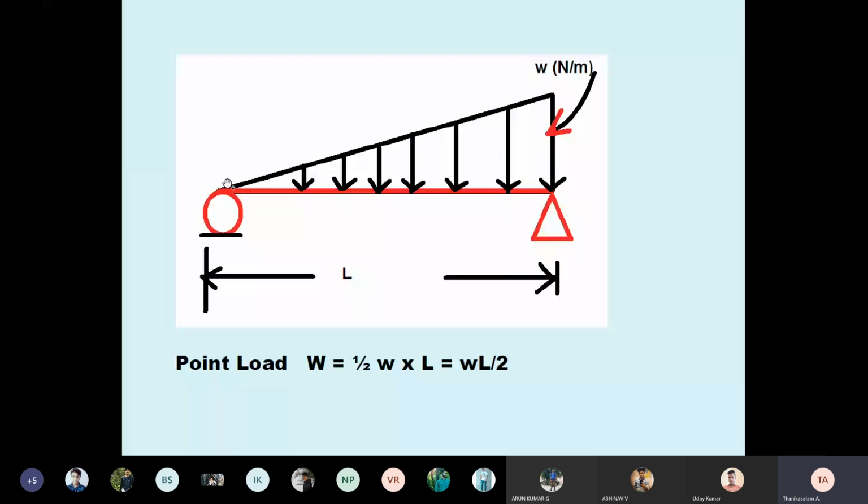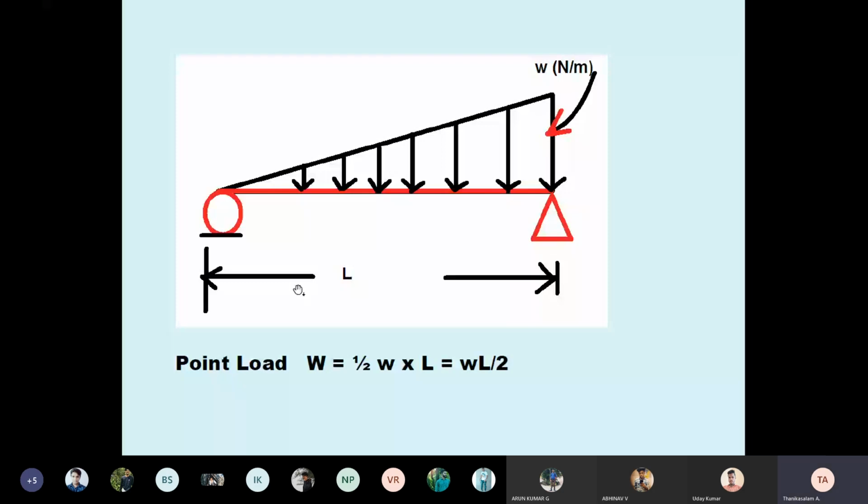I want to convert it to a point load. So what I am doing? I am taking this UVL as a triangle. Students, consider this uniformly varying load as a triangle. What is the triangle area? We know half into base into height. So half into base L, height small w. Understand? This is called the point load.